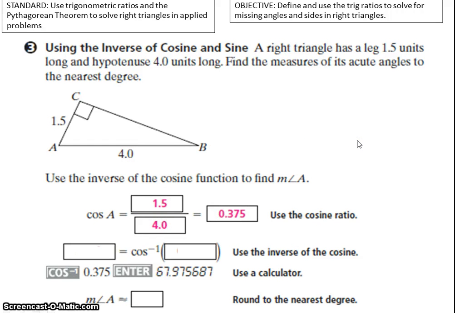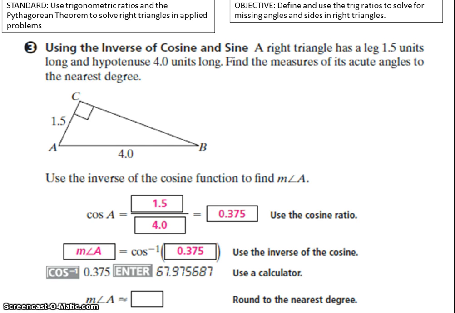Going to make 1.5 divided by 4.0 is 0.375. Don't really have to do that on most calculators, but if your calculator will not operate with fractions, you do have to convert it into a decimal. So let's just go with it and we'll use it as a decimal. So I'm going to find the measure of angle A is equal to the inverse cosine of 0.375.